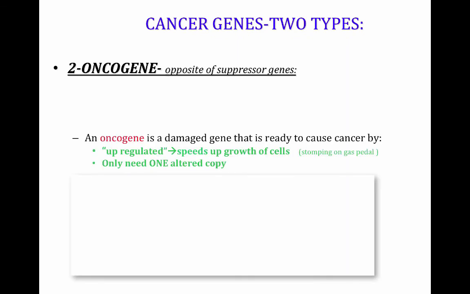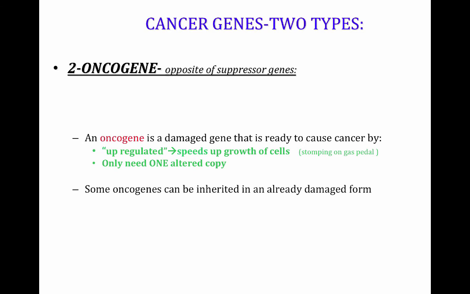Once an oncogene has been formed, once this damaged gene has been created, it is now ready to cause cancer because it is upregulating the process that leads to the growth of cells. That's what we call stomping on the gas pedal. You tend to only need one copy of an oncogene in order to be at increased risk for cancer. And some oncogenes can be inherited in an already damaged form.